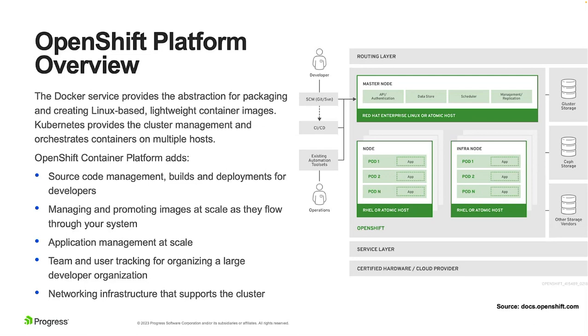So the OpenShift container platform offers a range of functionality. It enables source code management and deployments for developers. You can manage images at scale within your application. You can manage applications at scale. It enables tracking teams and users across large developer organizations. And it also builds a networking infrastructure to support clusters.